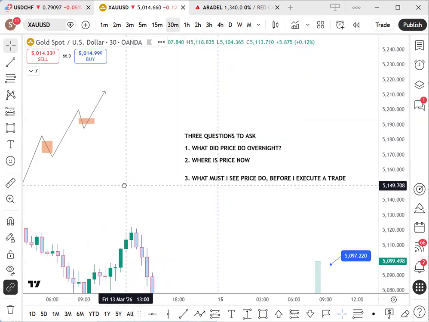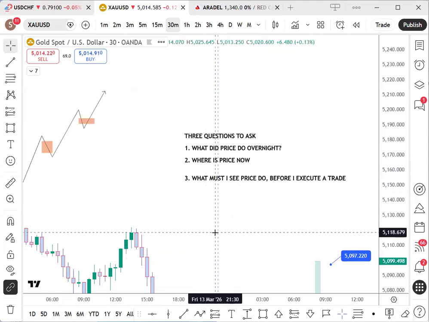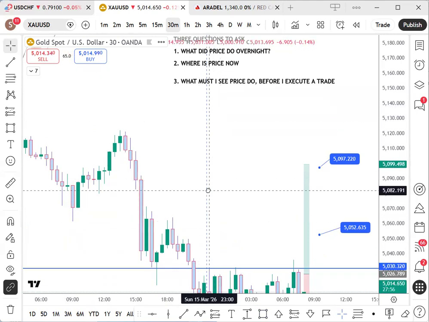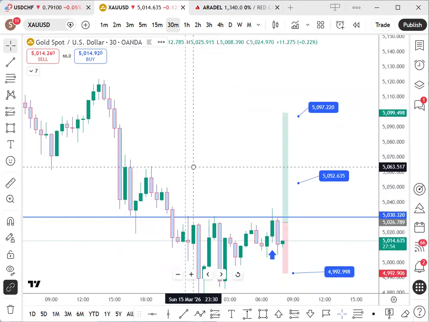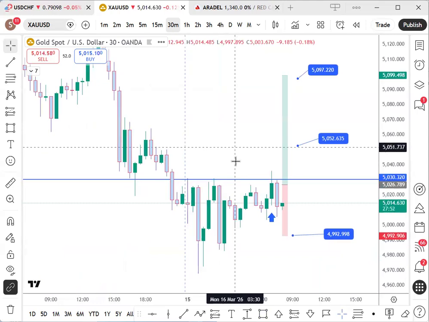We need to be able to answer three questions. First, what did price do overnight? Secondly, where is price now? Then thirdly, what must I see price do before I execute a trade? Okay, so let's practicalize this on the few pairs that we look at.